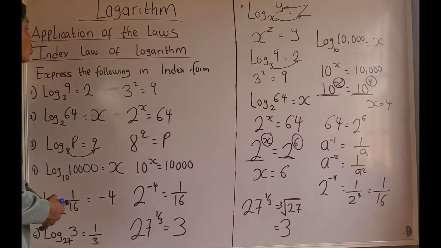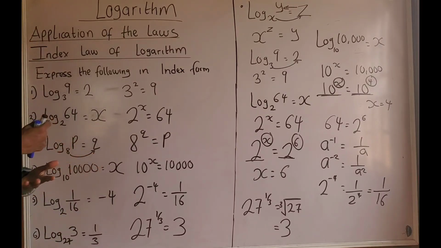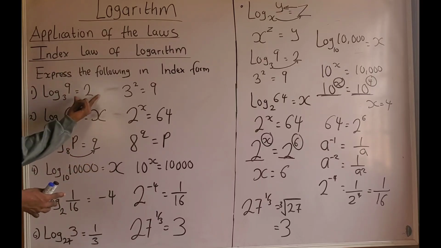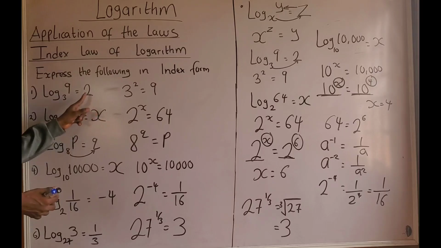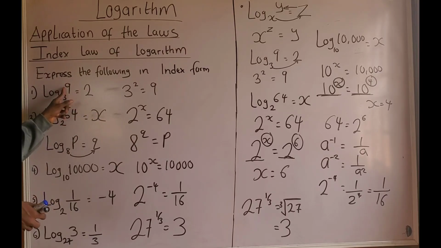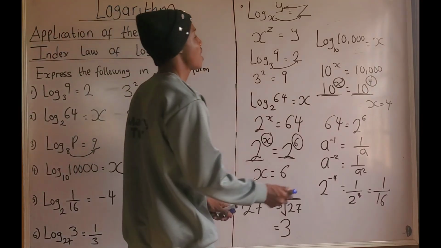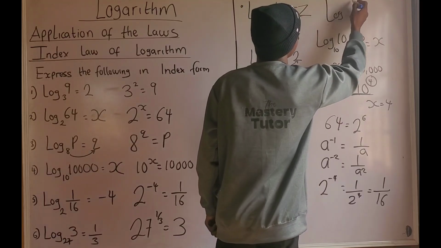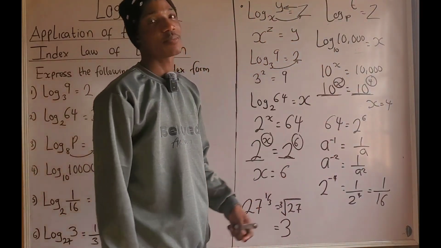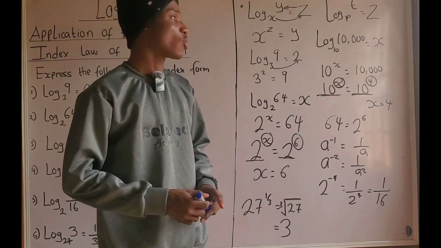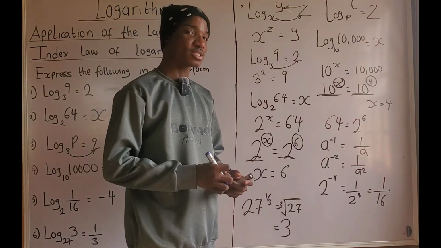So anytime you are asked to change a logarithm to an index form, all you have to do is focus on the base. The base is going to carry what you have here, and you're going to equate it to what you have in this place. Do you understand? So if you have log t base p equals z, what will be the answer in index form? That will be p raised to the power of z equals t. I hope you understand.